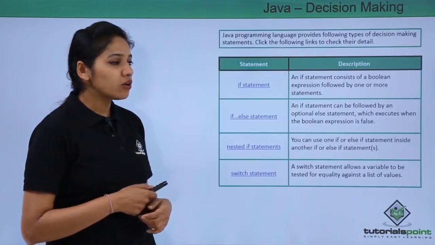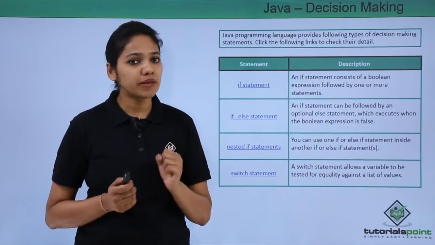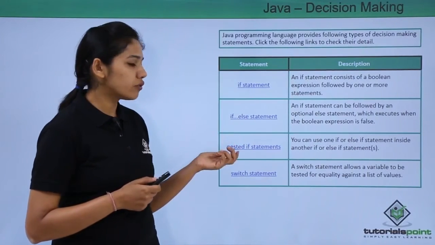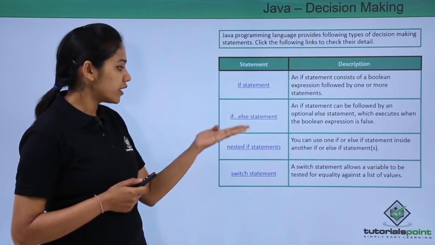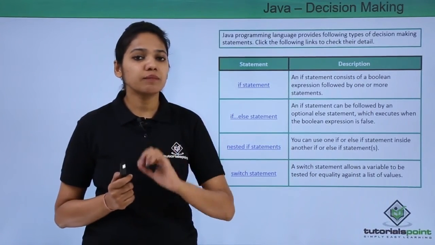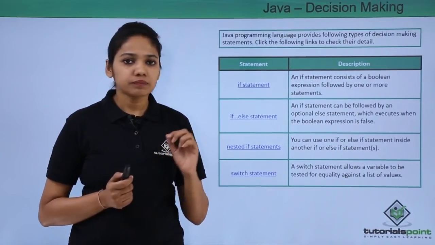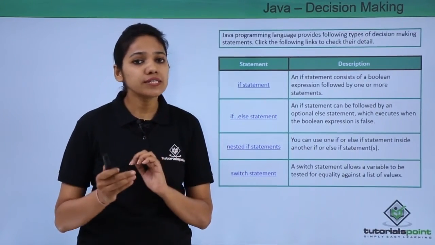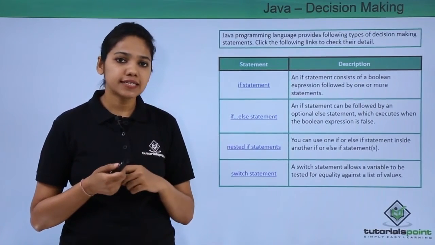So let us understand what are the types of decision making available in our programming language. We have a few of them available. Those are if else, nested if and switch. What each of them does, we need to remember. Everyone has a vital role, and how it works in a Java program, we need to understand that.